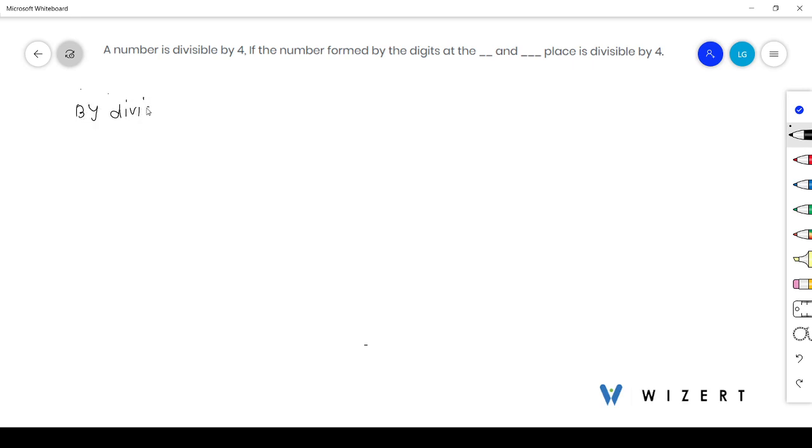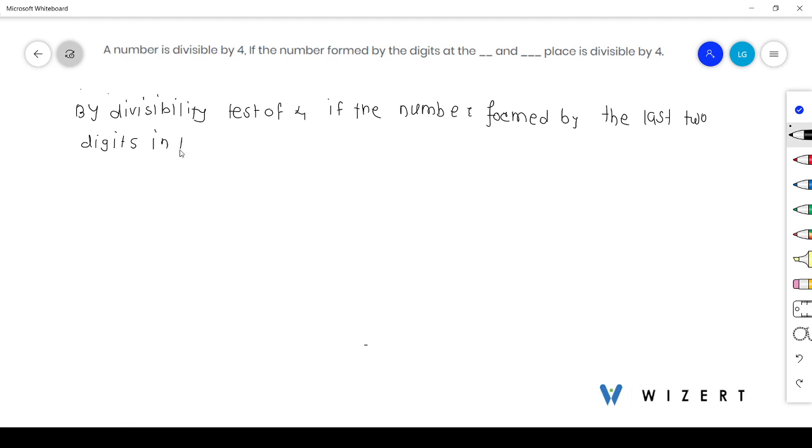Now, by the divisibility test of 4, if the number formed by the last 2 digits in the number is divisible by 4, then the original number is divisible by 4.